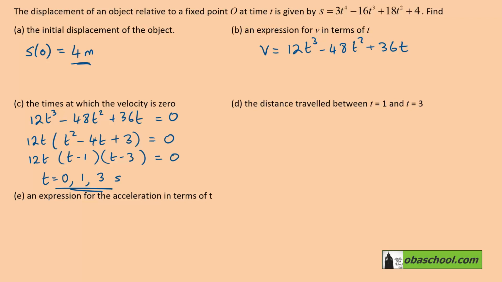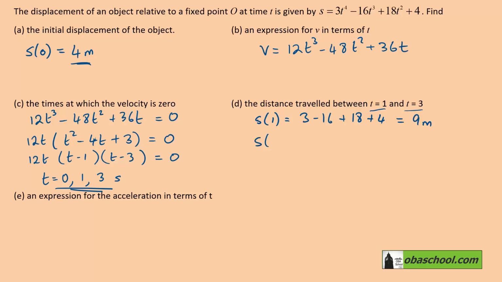Find the distance travelled between t = 1 and t = 3. Now from here we can see the velocity is 0 at 1 and it's 0 at 3 and nowhere in between. So the object is travelling in the same direction between t = 1 and t = 3, so we don't have to worry about it turning around. So we can do s(1), which is going to be 3 - 16 + 18 + 4, so that's 9.